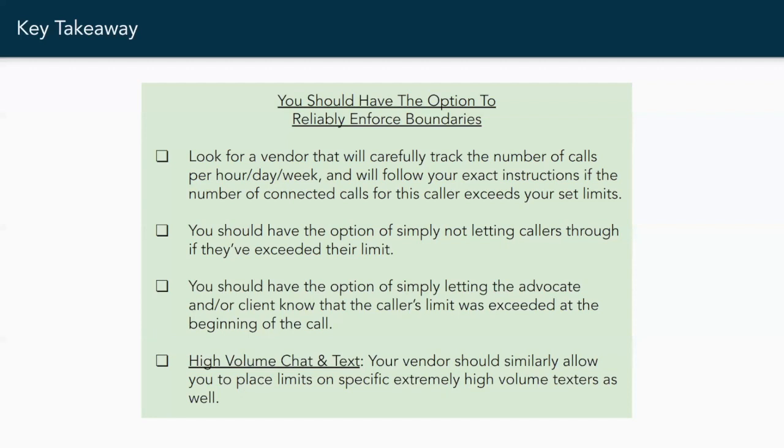Another option is you should also, if your organization wants to, have the option of simply not letting any additional calls come through if a caller has exceeded their limit. The last thing we'll say about this is for chat and text. Your vendor should similarly allow you to place these limits on specific extremely high volume texters as well, if that's something that you want to do.